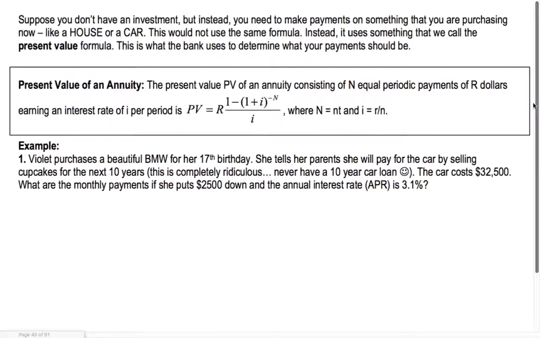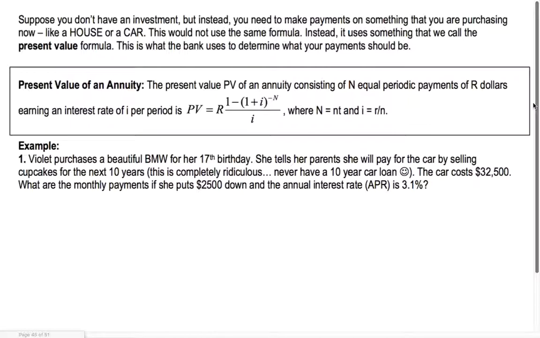This is not using the same formula. Instead, it uses something that we call the present value formula. And this is what the bank uses to determine what your payment should be. So when you buy a car, if the car says it's $25,000 and you get a loan from the bank, do you think that you pay the bank back $25,000? What do you think happens? Yeah, you have to pay interest, right? So you end up paying like $30,000 for your car. Does this make sense? Yeah.